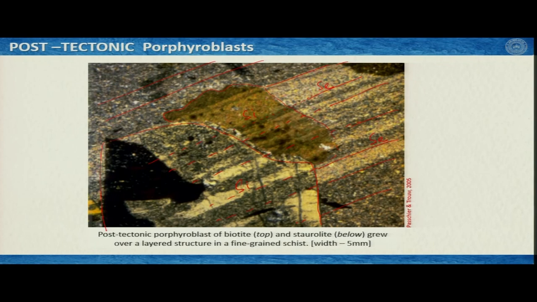So, with this I finish this lecture. This was just a little idea of how you can also figure out superposition of deformation, not necessarily from the folds, but from metamorphic textures together with the study of fabric analysis. We can understand how to figure out the different stages of deformation, not always by looking at superposed folding, but some sort of overprinting relationships.